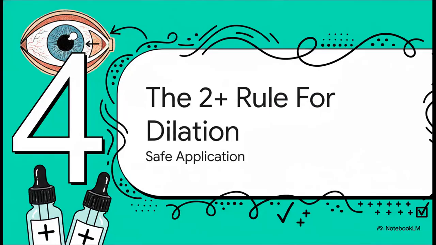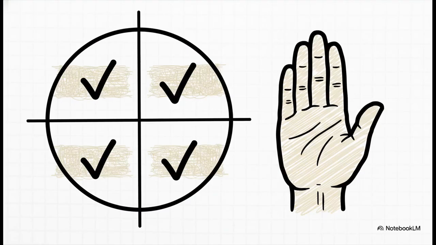Which brings us to part 4, the 2+ rule for dilation, the safe clinical application. Before you instill a mydriatic, your gonioscopic evaluation absolutely must confirm at least a 2+ angle across the entire 360 degrees. So what does a 2+ angle actually mean in practice? It means you must see 100% of the trabecular meshwork in all 4 quadrants. If you do not see the meshwork all 360 degrees around, you stop right there.